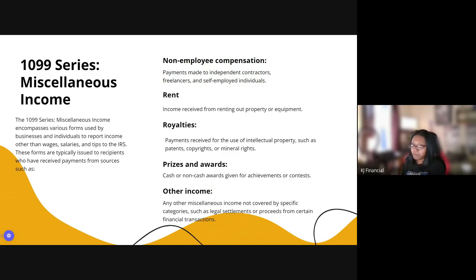The whole key of being a reliable tax preparer is to be able to educate your clients so they'll stay with you, because they can go to TurboTax, they can go to all them other companies and get their taxes done with no problem. You make them feel comfortable being with you by educating them. So my goal is to educate y'all.